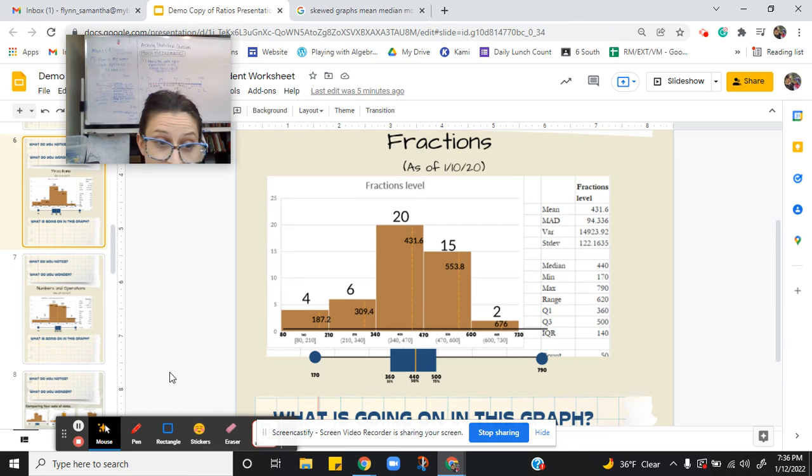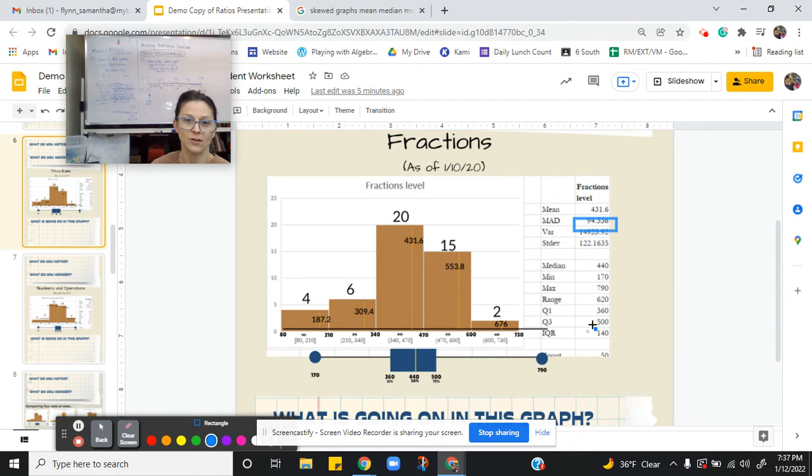Here, the mean absolute deviation is getting smaller. So this data set, the fractions data set, is less spread out. So it's more consistent around the middle. Most of you are consistently more focused around this 4.5 grade level, but it's all pretty similar.